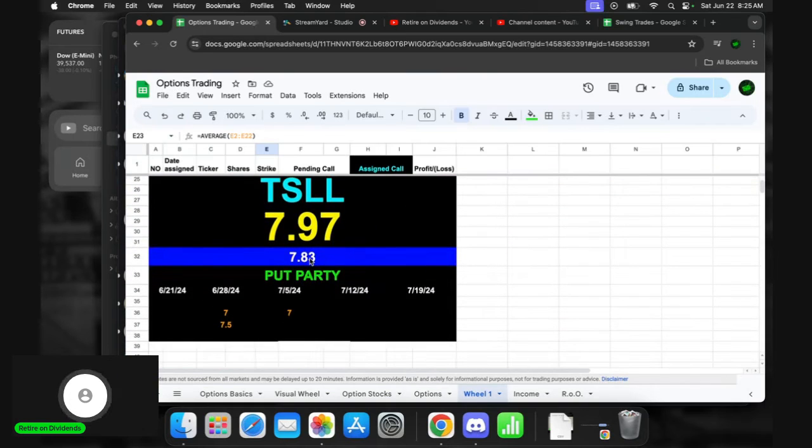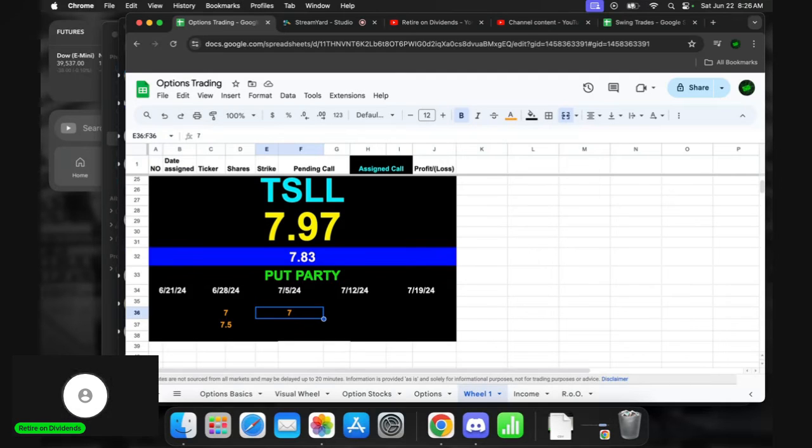New addition to the spreadsheet. So here's TSLL price. Here is my average cost basis, and here is my put party. I think I had 3 or 4 puts here under 621, all of which expired worthless, which means I did not get assigned any additional shares. So I have 3 puts pending, 2 heading into next week, a 7 and a 750, and then I have a 7 on July 5th. So I'm trying to scatter my puts.